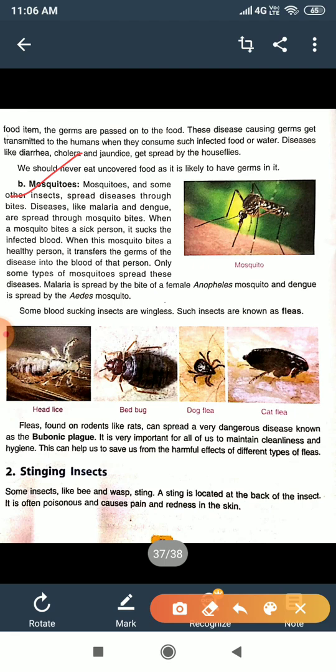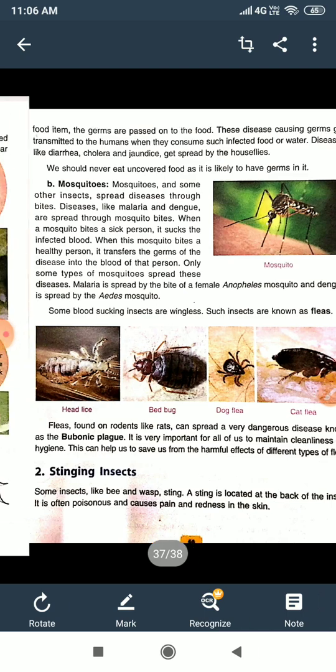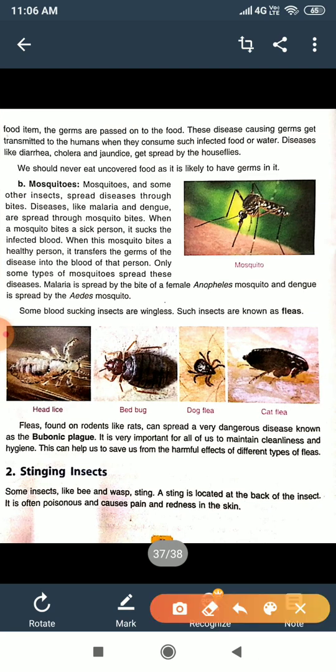That person will suffer from a disease like malaria or dengue. And one very important thing: malaria is spread by the bite of the female Anopheles mosquito, and dengue is spread by the Aedes mosquito. What is the Aedes mosquito? We will learn this.